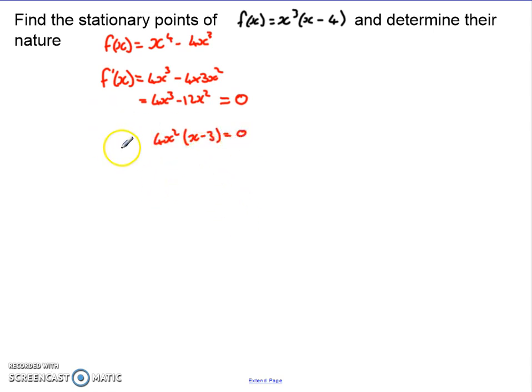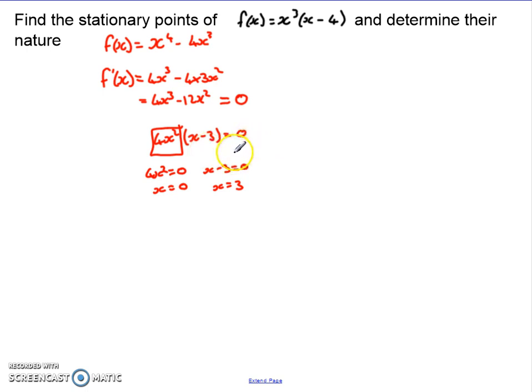So here I get two possible solutions for it being equal to 0. Either this bit's equal to 0, or this bit here. So what I know is that 4x squared equals 0, so x is 0, or x minus 3 is 0, which means that x equals 3. So there's my two stationary points on the graph. That's where it's turning. So those are the two stationary points I need to find.